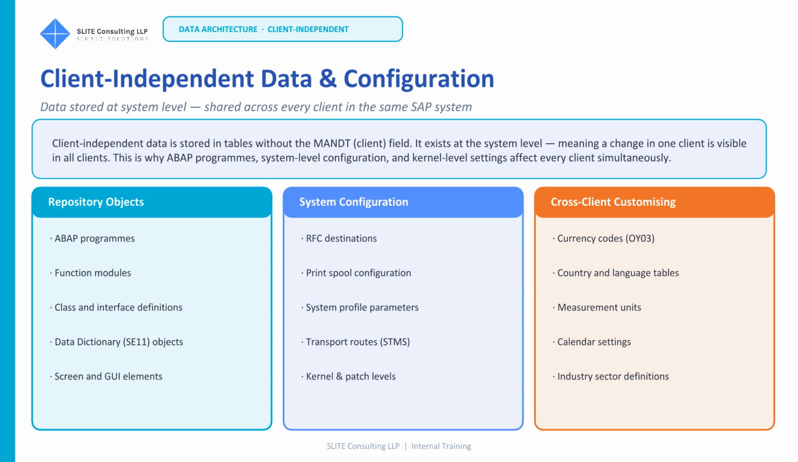And here is the critical implication. If an ABAP developer deploys a program to the development system, it is immediately visible and executable in every client in that system simultaneously. If there is a bug in that program, it affects every client. If a basis administrator changes a system-level setting, it changes for all clients at once. This is why ABAP unit testing must be rigorous before transporting, and why basis changes require careful planning. Client-independent mistakes are system-wide mistakes.